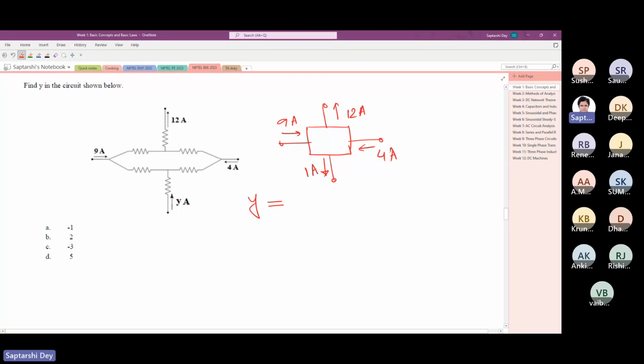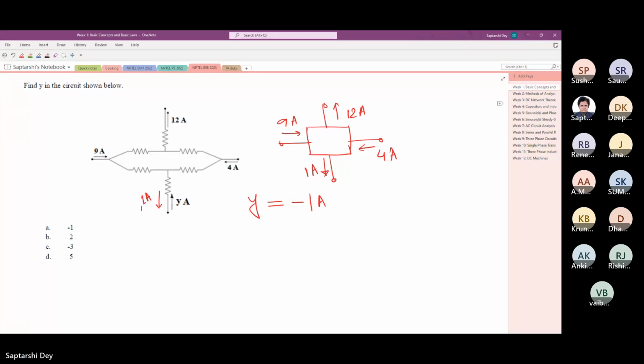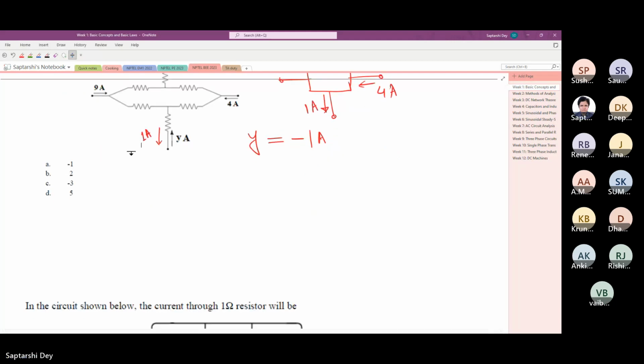I can't hear you, Deepak. It's too noisy from your side. -1. Minus because of the direction. The question shows y in one direction, while current is actually flowing in this direction, 1 ampere. So y is -1. Easy question.